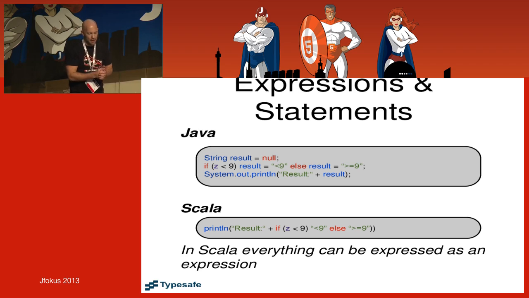So in Java, you have to use temporary variables to store results. Here we want to just print out the result if it's greater than 9 or less. In Scala, however, everything can be expressed as an expression. So you can use the if expression directly in the println. This is sort of a concrete example, but the next one is better.